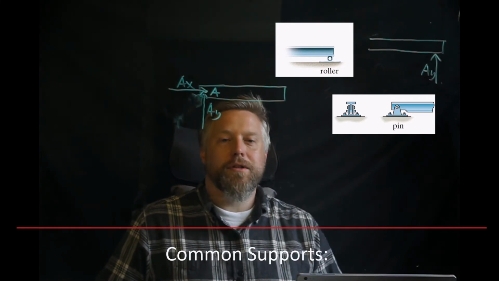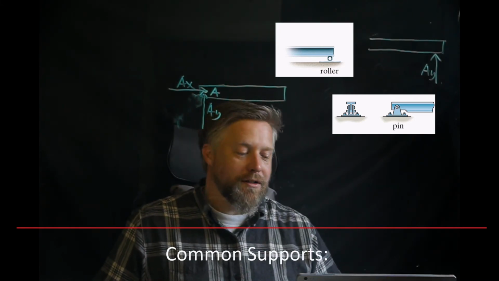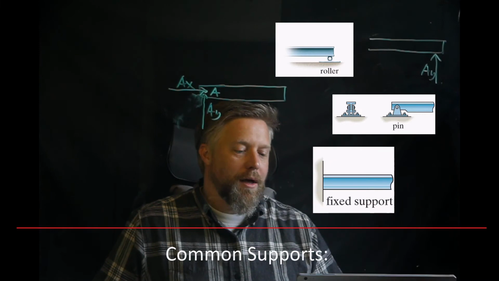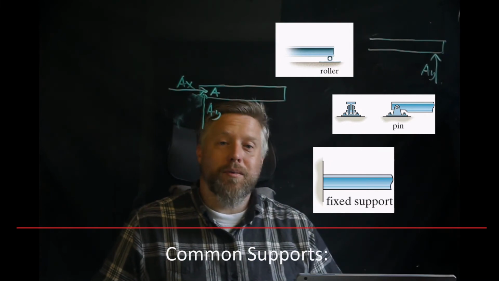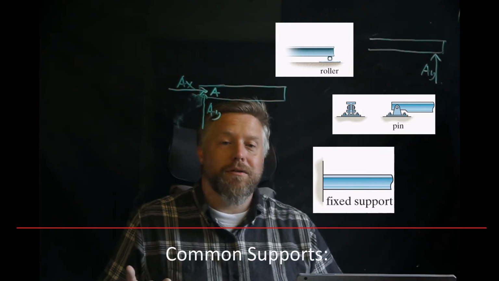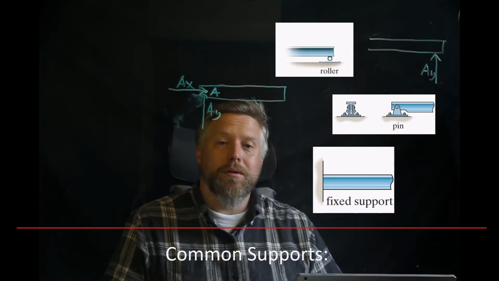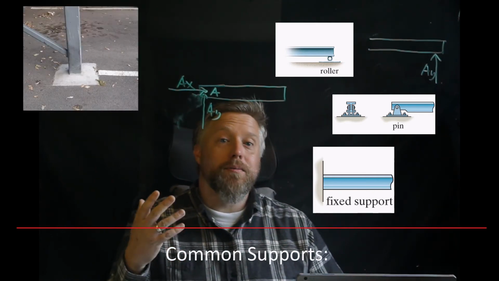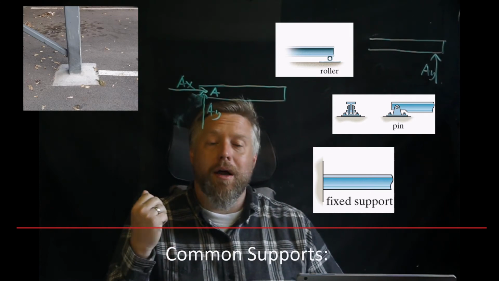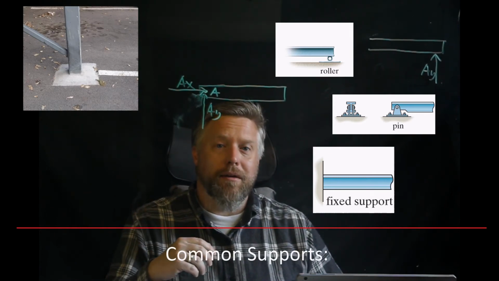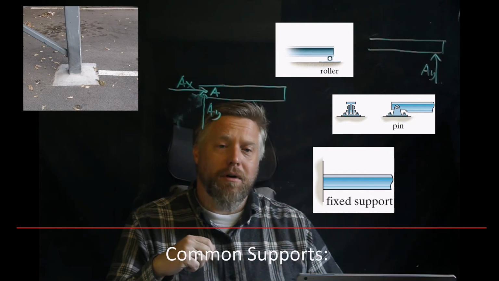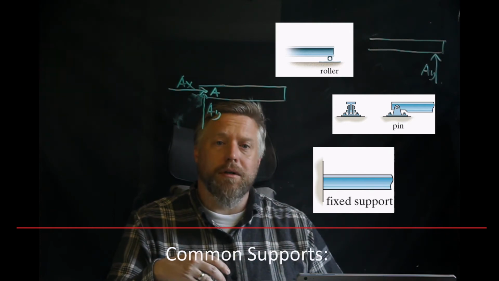And the final common support we're going to talk about today is a fixed support. A fixed support is made so it's not supposed to move at all. It's not supposed to move in the X and the Y, or rotate. You could picture a fence post in cement, or a couple of steel beams welded together. They're made to not move in any direction. So we have to restrict all three degrees of freedom.